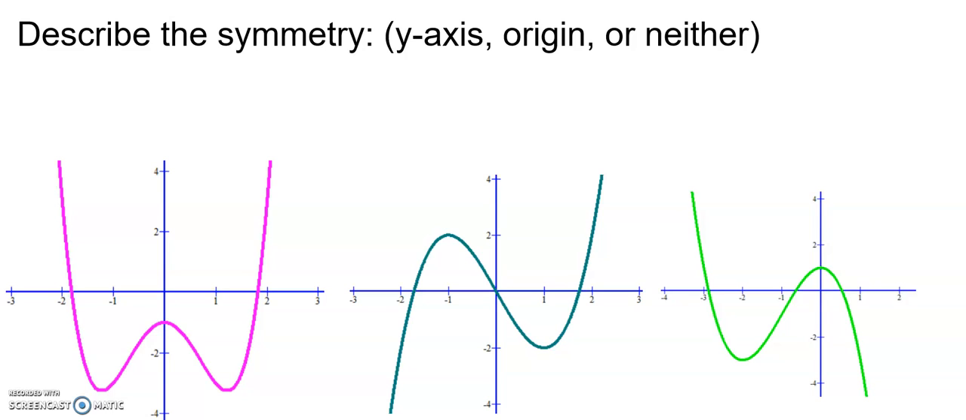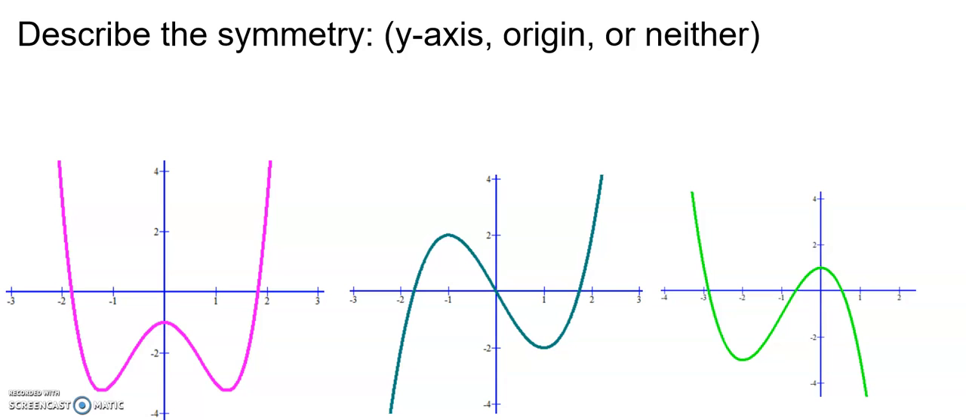What is symmetry? Well, we've talked about symmetry before, right? We've talked about that parabolas or quadratic functions have an axis of symmetry. Remember, symmetry means that if, in this case on an axis, we would fold over that axis and it would mirror itself on one side or the other.